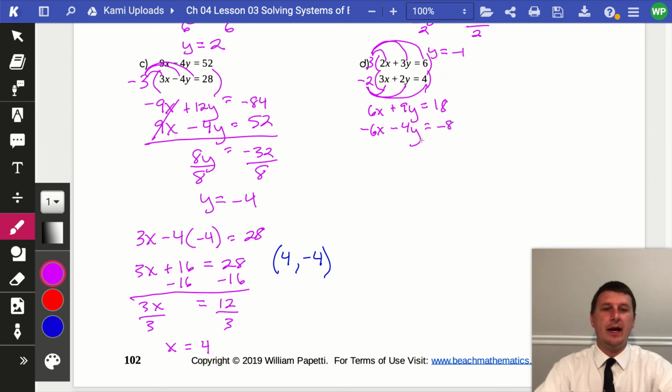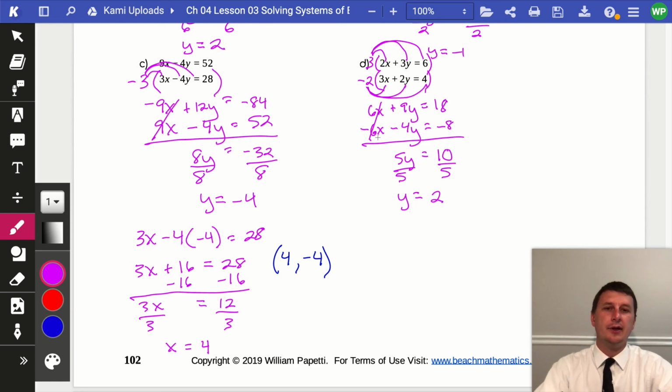Now, since I have my opposite coefficients, I'm ready to combine my equations, and that will eliminate the x variables. I will have 9y minus 4y, which is 5y, and 18 minus 8, which will give me 10. So now that I have 5y is equal to 10, I can just divide each side by 5, and I'll be left with y is equal to 2.